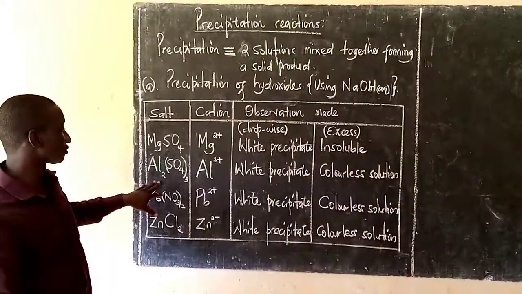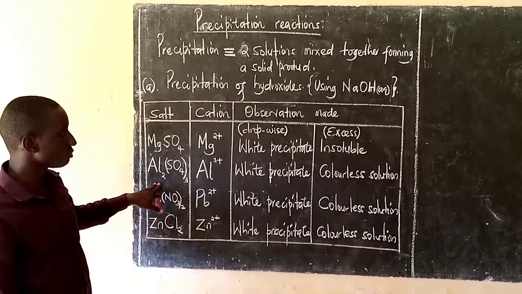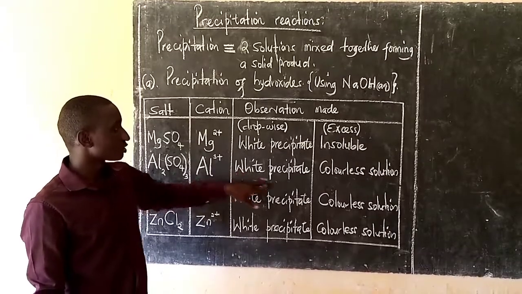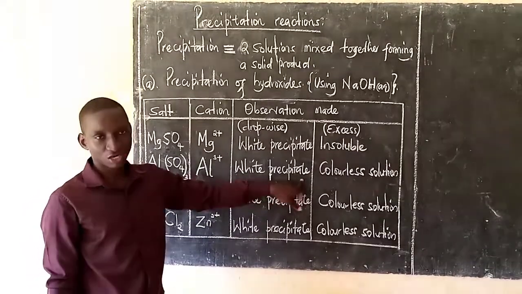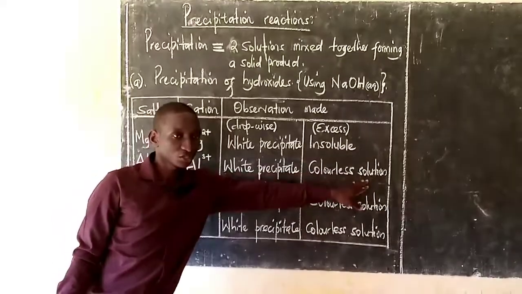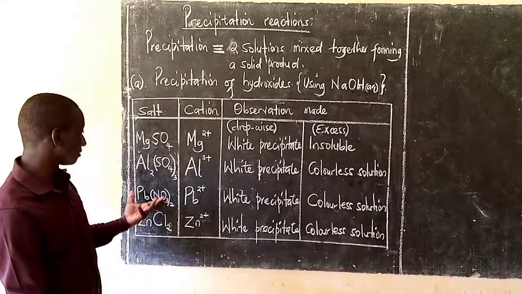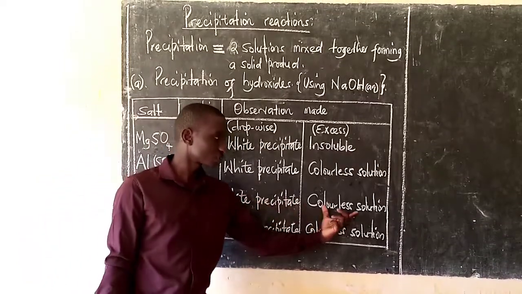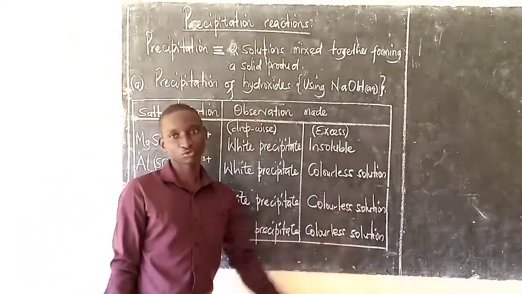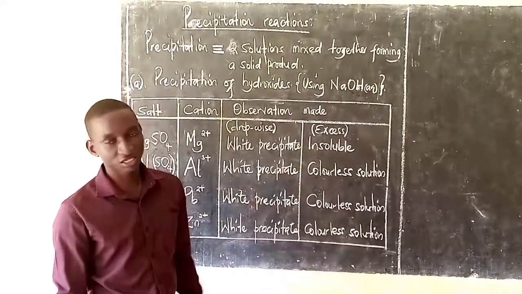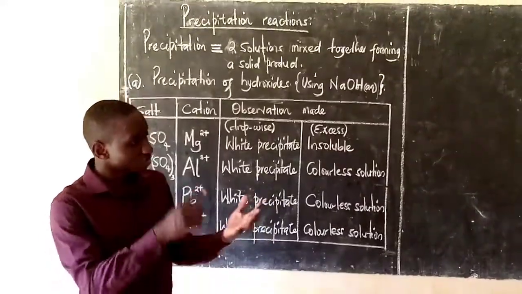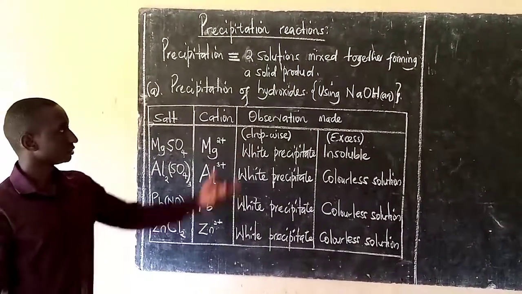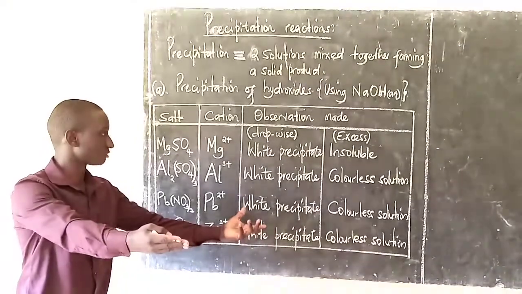If we have sodium hydroxide added to a soluble aluminium salt, what do we observe? Dropwise until in excess, we see a white precipitate soluble in excess to form a colorless solution. The same trend comes for lead and zinc. They are white precipitates soluble in excess to come up with a colorless solution. So that is the first objective, that we can state the observations made during this kind of practical outline.